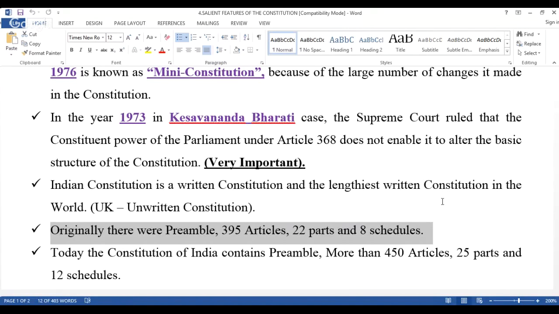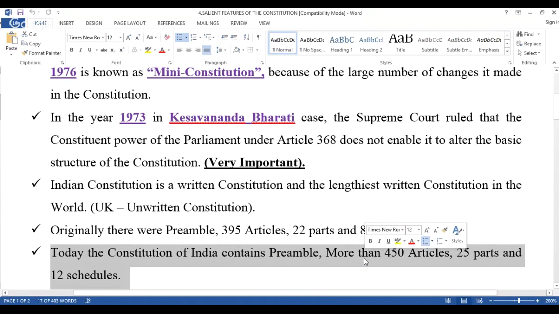Right? But in today's Constitution of India, it contains a preamble, more than 450 articles, 25 parts, and 12 schedules. Important. 25 parts and 12 schedules. Am I clear? Next, let's go ahead.